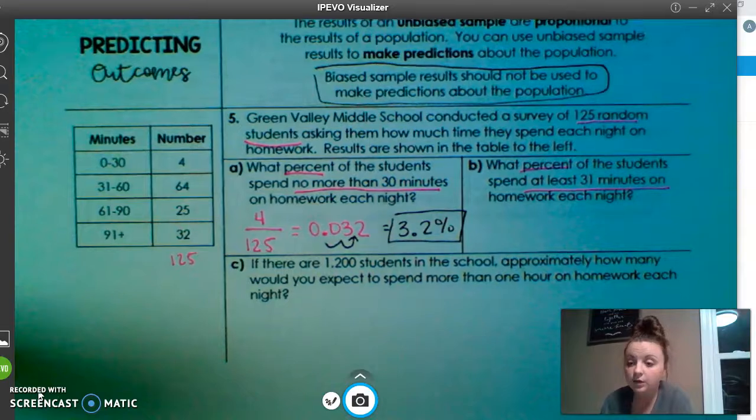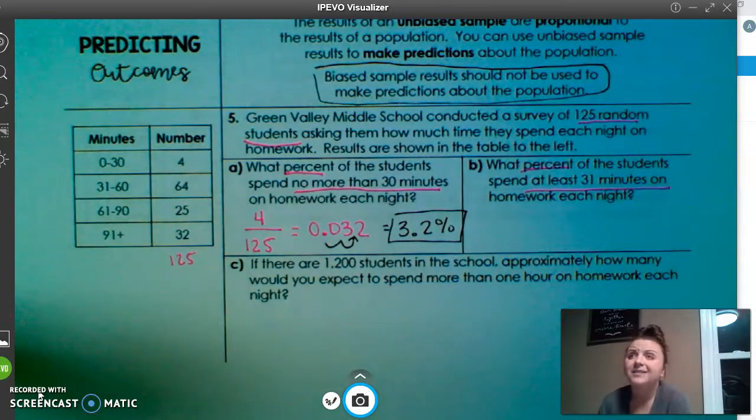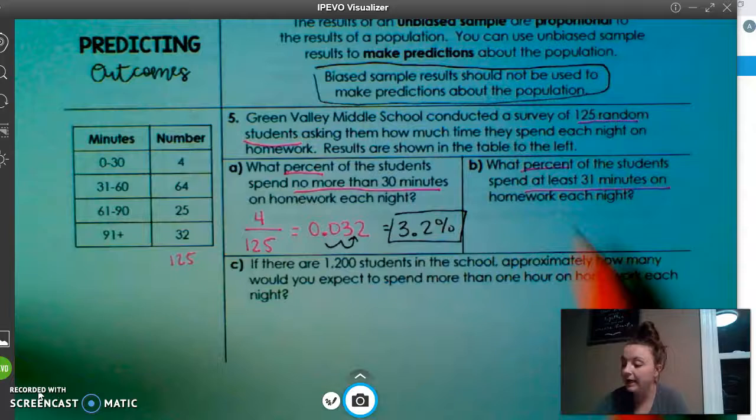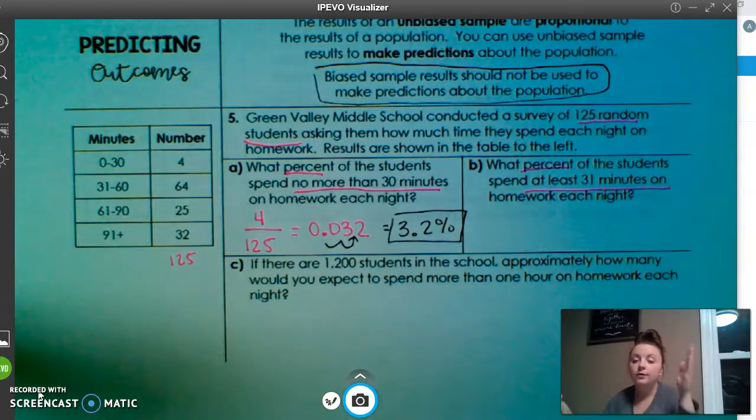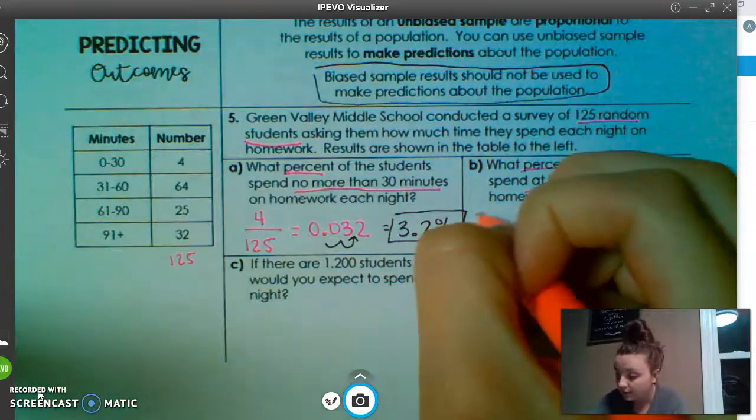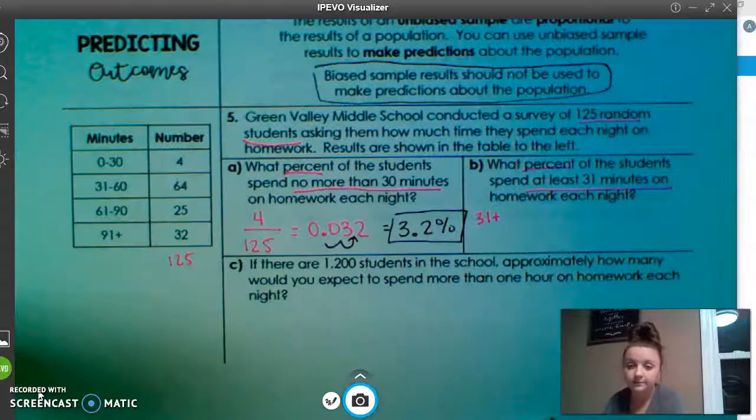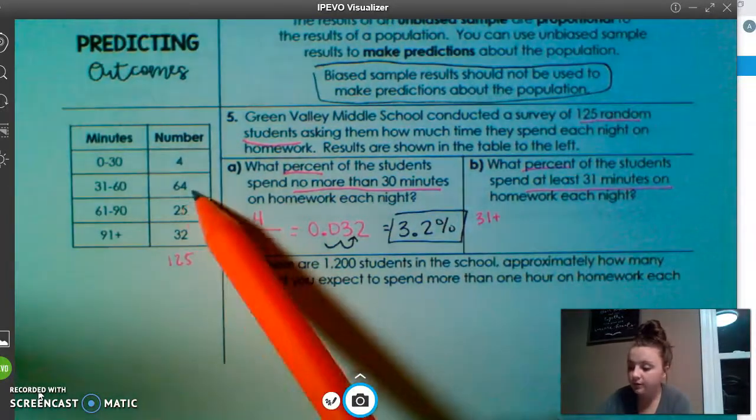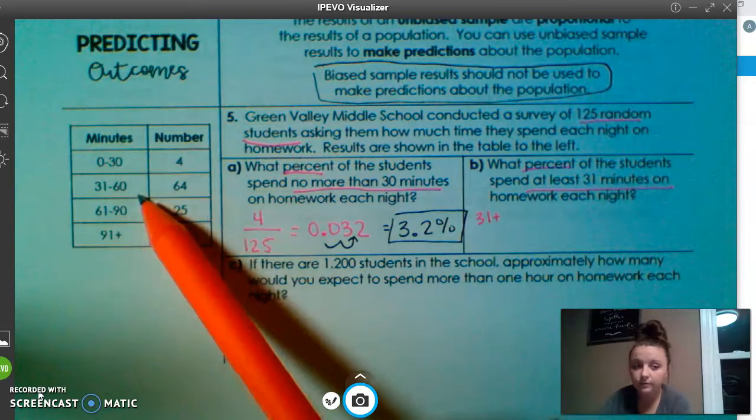So if you told Grandpa, I need at least $15 for new jeans, that would mean you need $15 or more. So at least 31 minutes means 31 minutes or more. So we want 31 or more minutes. Okay. So, well, is this more than 30 minutes? Yep. So I'm going to need those.